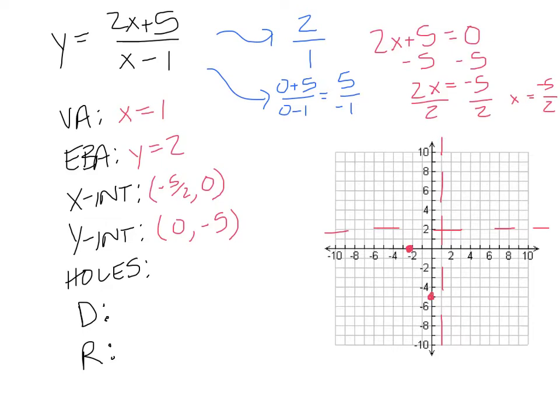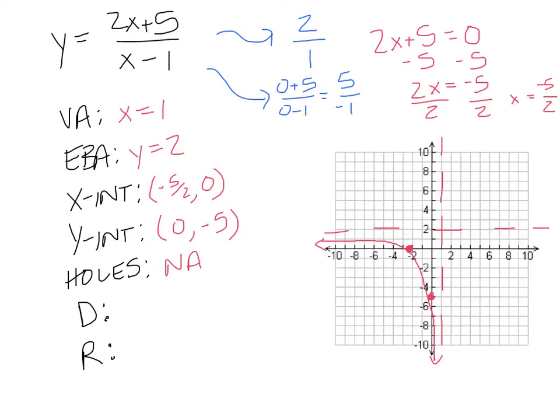Now, we didn't factor anything, and we didn't cancel out any factors, so there are no holes in this problem. We don't have to worry about that. I can go ahead and graph one of my branches, actually. I have enough information to graph that one. I need to know where the second branch is, though.